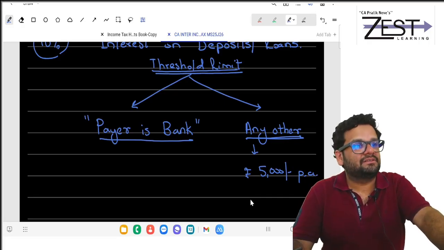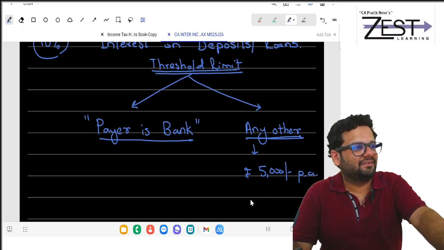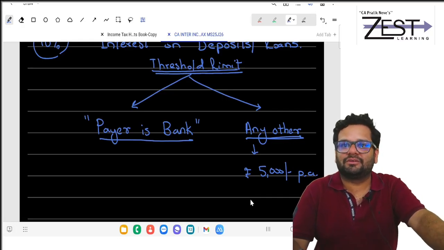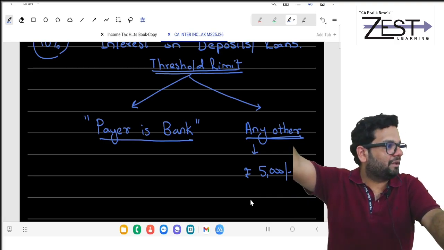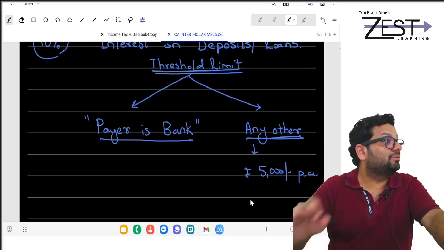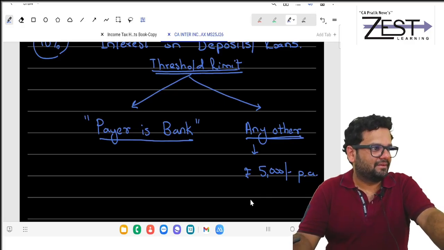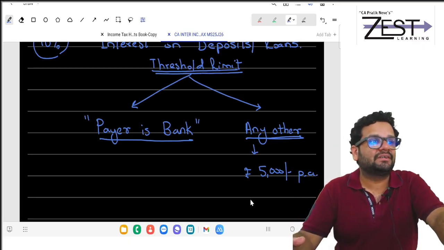But what is this other? Other means I have given you loan. You have started business. So you are paying me now interest. Then you should do TDS at 10% if interest exceeds 5,000. Usually when you take loans from bank, then also you are paying interest. At that time, don't do TDS. That is exempted from TDS. So whatever bank loans you are taking, on that it is exempted.